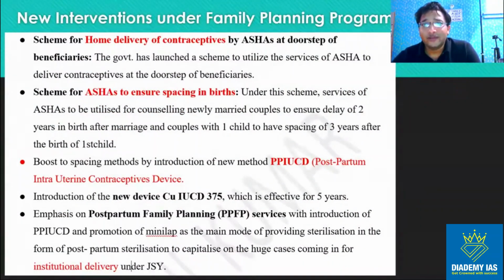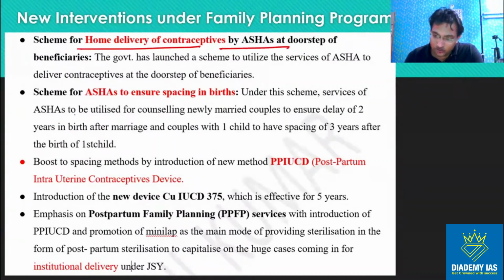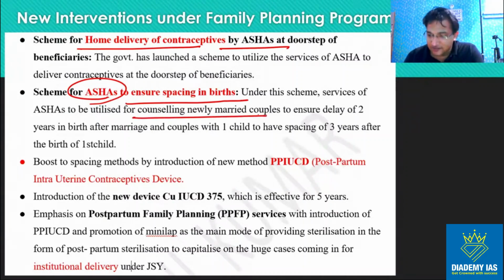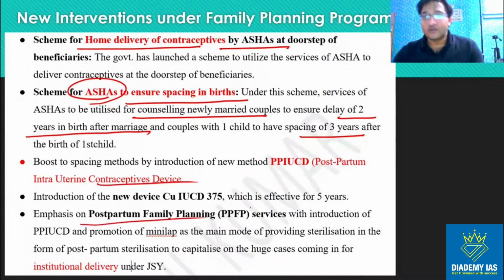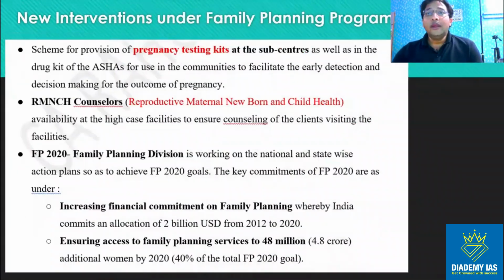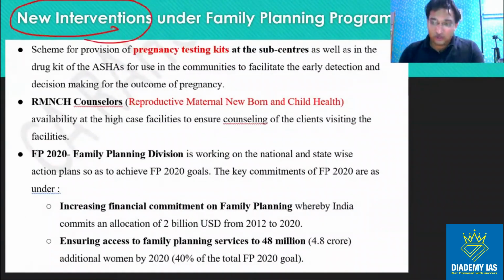New interventions. और क्या intervention है? Home delivery of contraceptives by the ASHAs at the doorstep of the beneficiary. Scheme of ASHAs to ensure spacing in birth. ठीक है, so they are also providing services to newlywed couples to ensure there is a delay of years in birth after marriage and one child after having a space of 3 years. ठीक है, then there are other devices which are being promoted. New interventions which are introduced very recently.